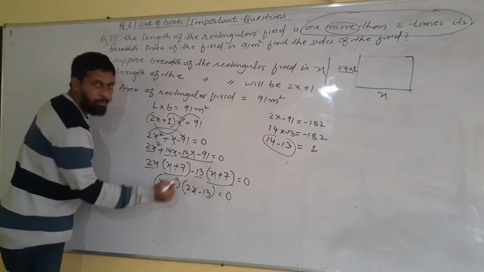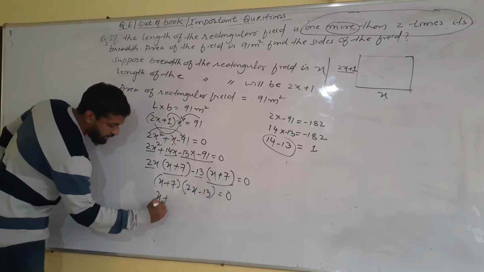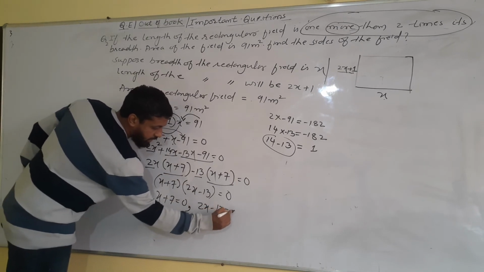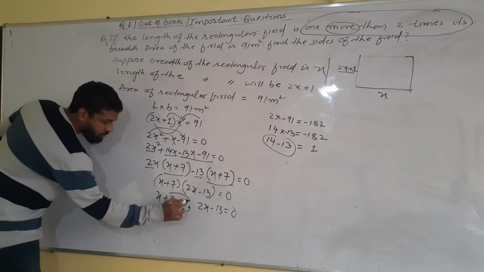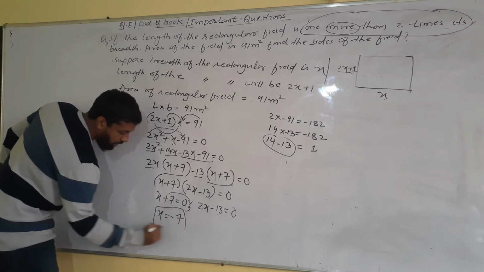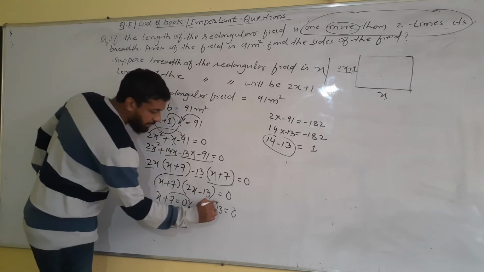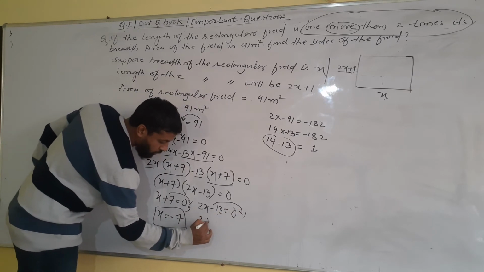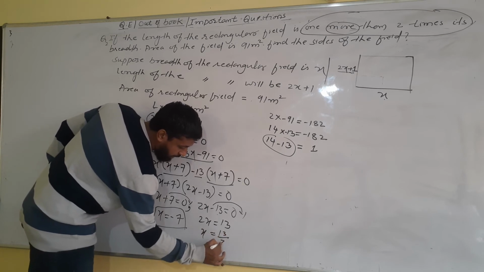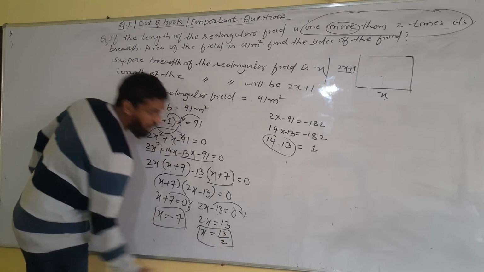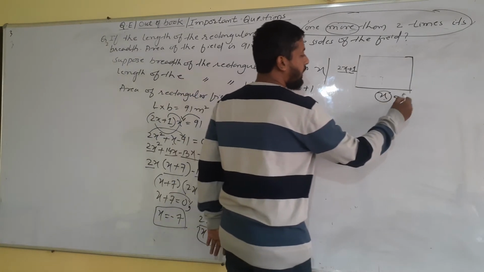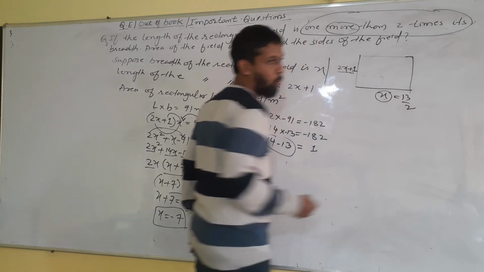Now we have to equate both the brackets to 0. x plus 7 is equal to 0, comma, 2x minus 13 is equal to 0. When you transfer the plus value, it will become minus. So x is equal to minus 7. When you transfer the minus value, it will become plus. 2x is equal to plus 13. Now x is equal to 13 divided by 2. So this is the value of x. So we got the breadth of the rectangular field is equal to 13 by 2.